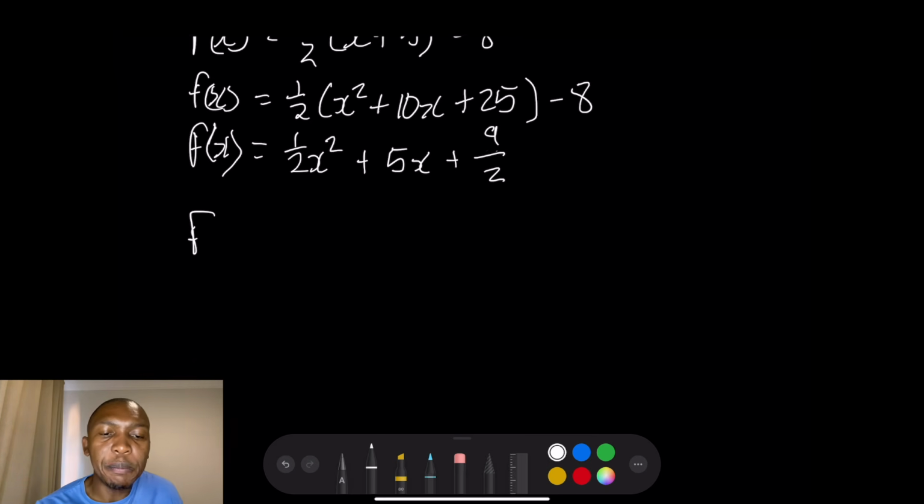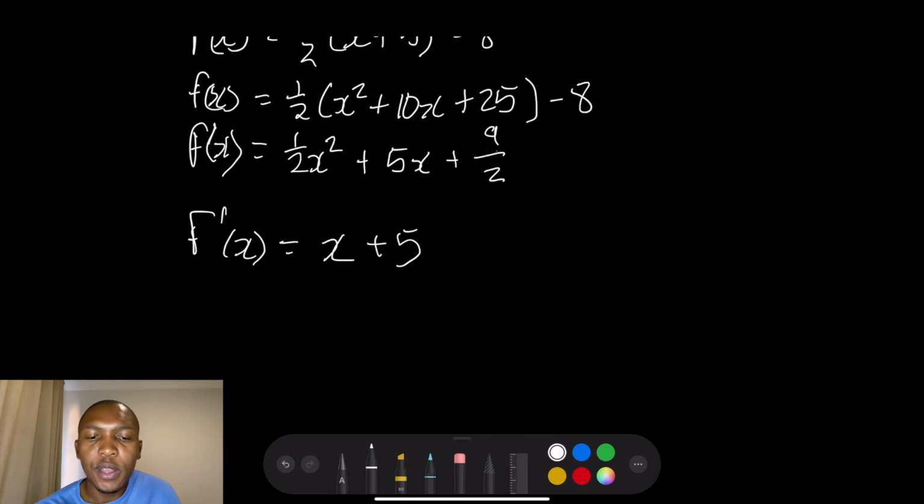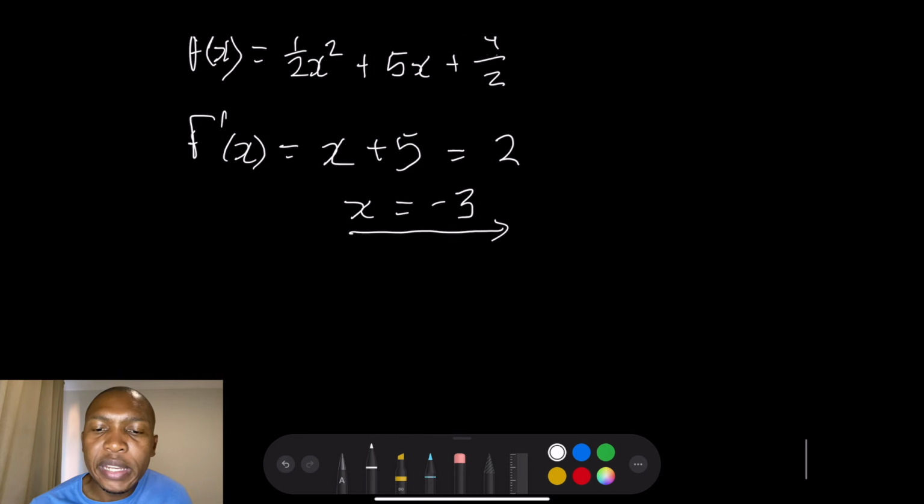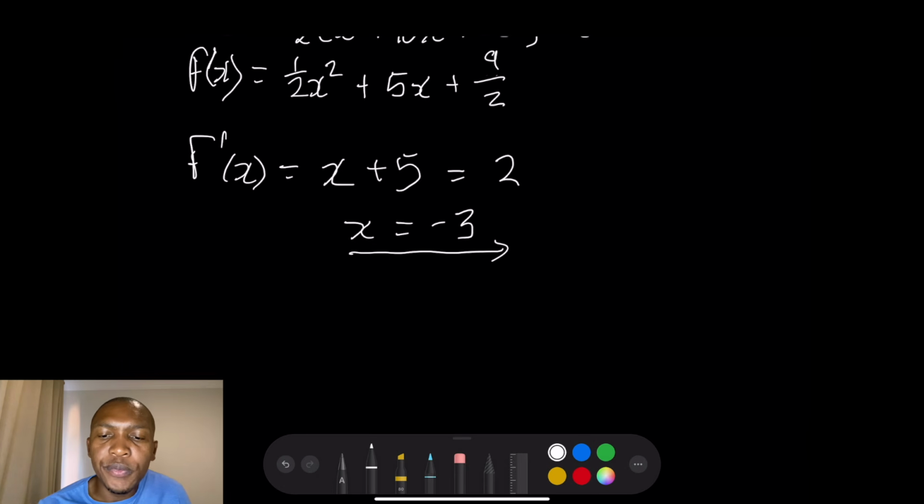Let's find the gradient of f of x. Jump down, 2 times a half is 1. So that would be x plus 5. But I want where the gradient is equal to 2. So if I take that to the other side, this would be at x is equal to -3. So in that case, what would be the y value where the gradient is 2?